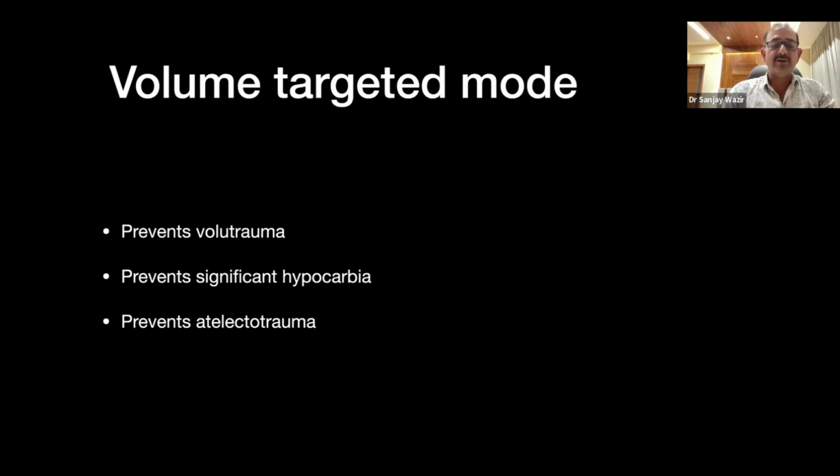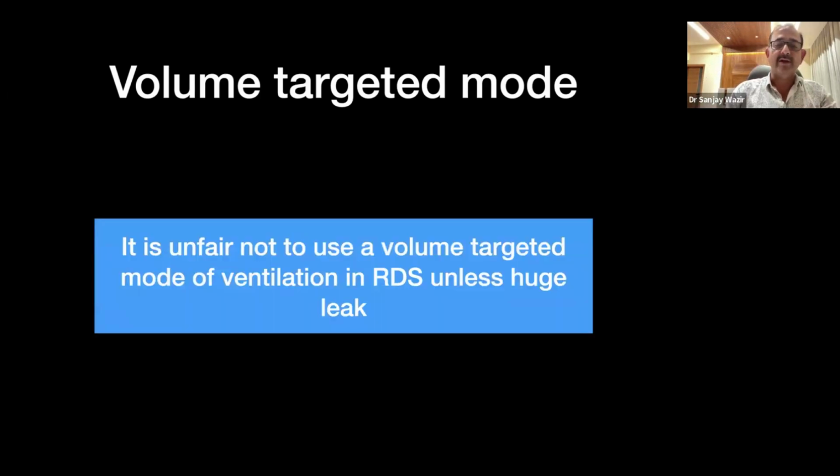The last thing that we need to prevent is atelectrauma, which means that if you keep a low lung volume or low PEEP, every time the lung opens and collapses, opens and collapses, and has to open up again, this causes a lot of shear trauma to the alveoli, and they tend to get into a ventilator induced lung injury. So at the current moment, I would suggest that it is unfair not to use a volume targeted mode of ventilation in RDS unless there is a huge leak.